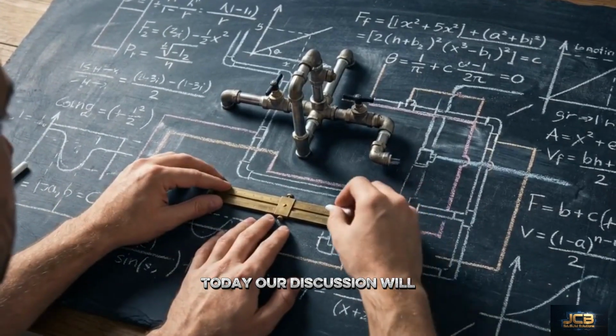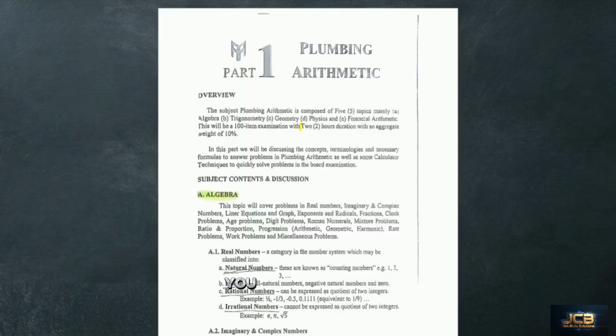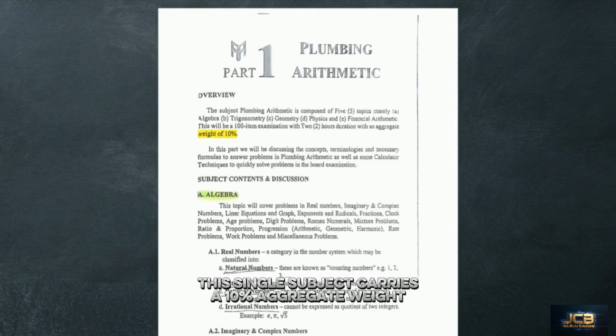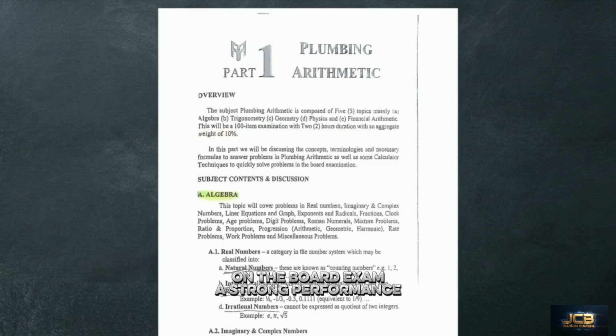Today, our discussion will be plumbing arithmetic. You have 2 hours to answer 100 questions. This is a high-stakes test of your mechanical recall and mathematical speed. This single subject carries a 10% aggregate weight on the board exam. A strong performance here creates a massive buffer for the other sections.